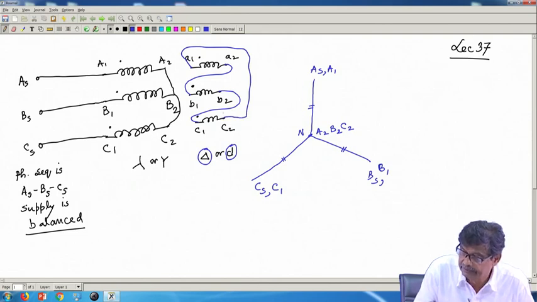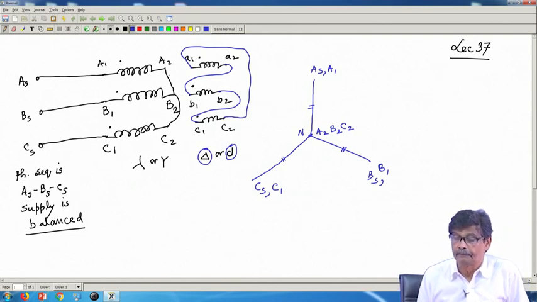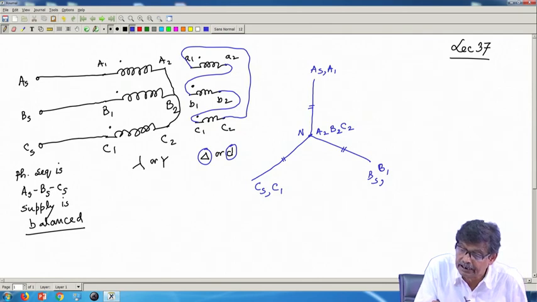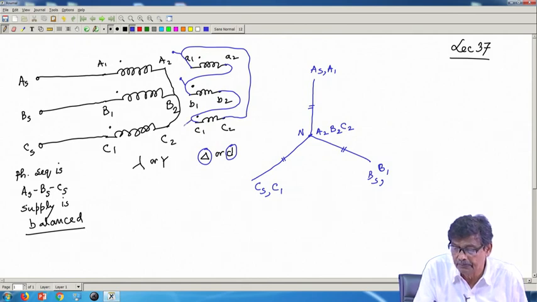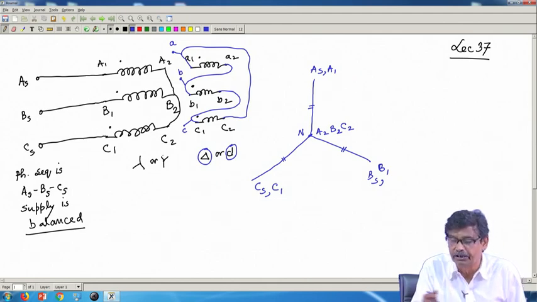Like this, series and closed, and output I will take from A1, wherever A1 is there, B1 and C1. Let the secondary output be A, B and small c. I am not writing S because it will go to load.